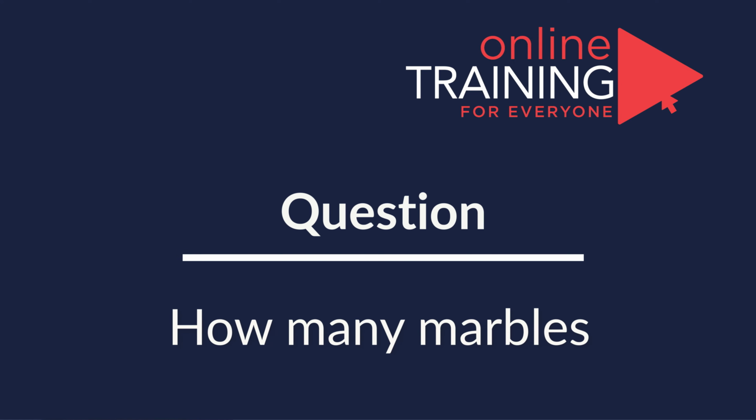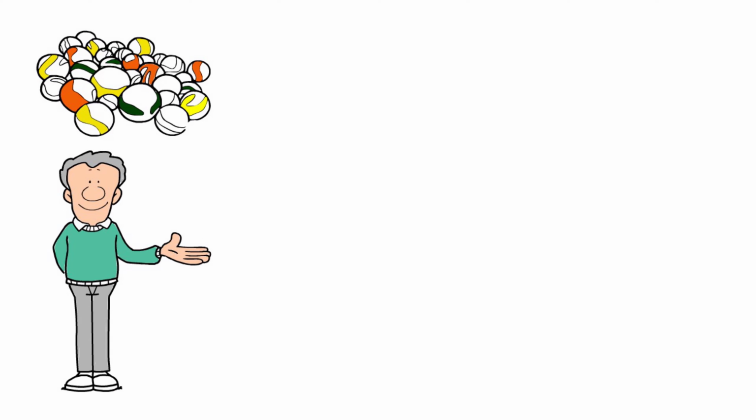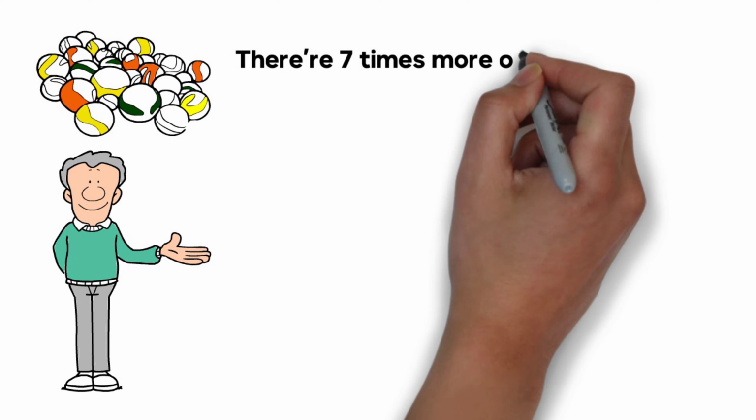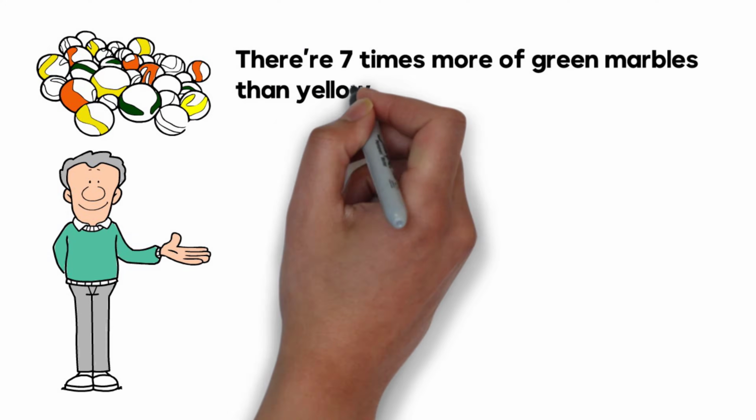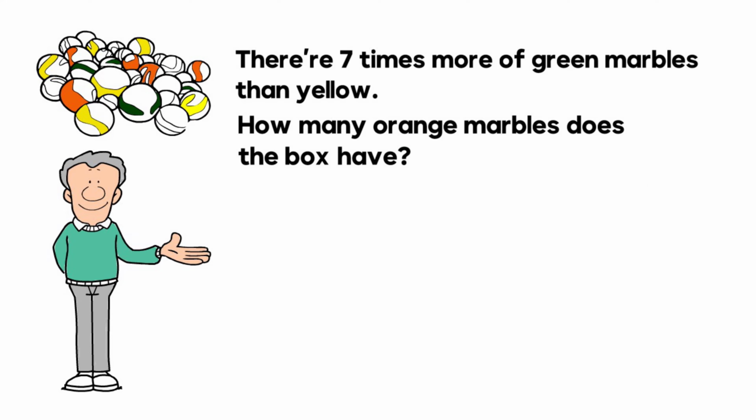Here's the cool problem, which is easy to understand, but might be a little tricky to solve. The box has 15 marbles of green, yellow, and orange colors. There are 7 times more of green marbles than yellow. How many orange marbles does the box have?